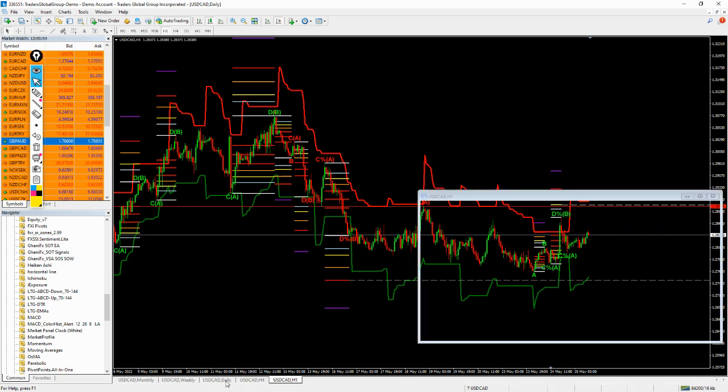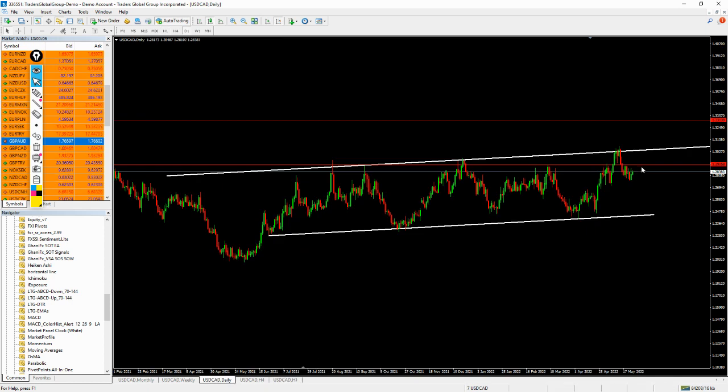But that's kind of it, really. Obviously, you can go for the whole move back to the bottom of the channel, but it's risky because this is essentially a range and the market can change direction very, very quickly. So I prefer to do shorter term targets with something like this. So that is all. That is the dollar CAD, guys.